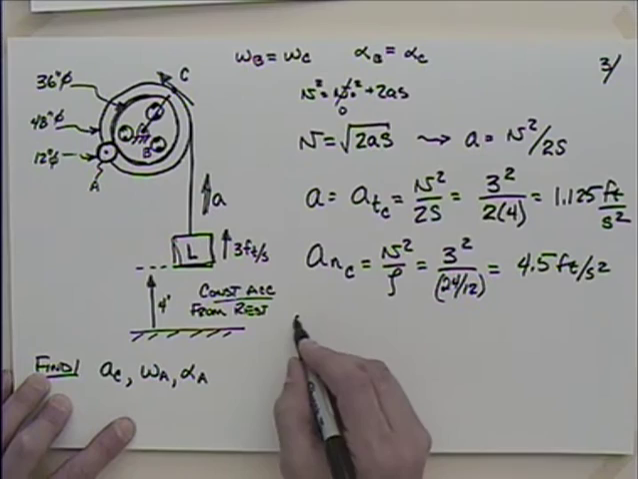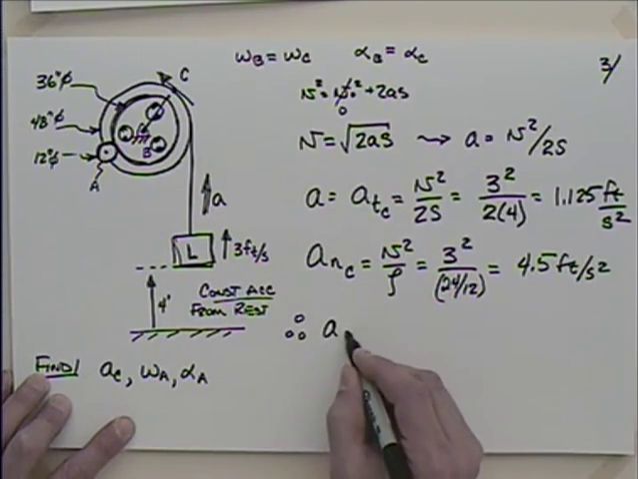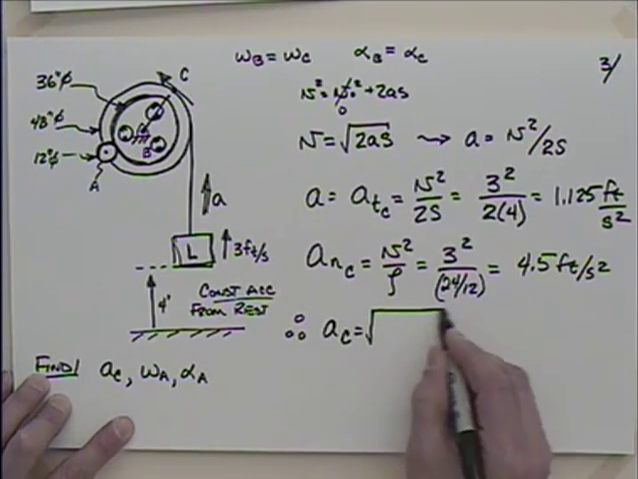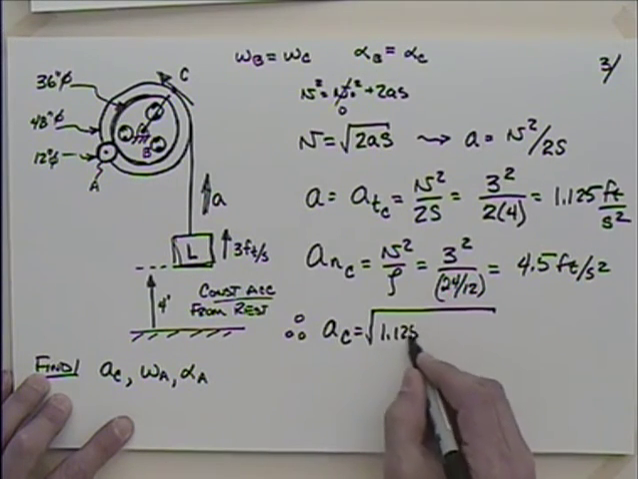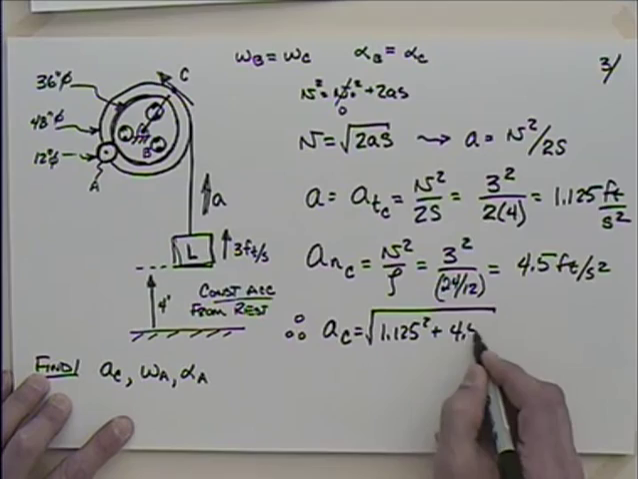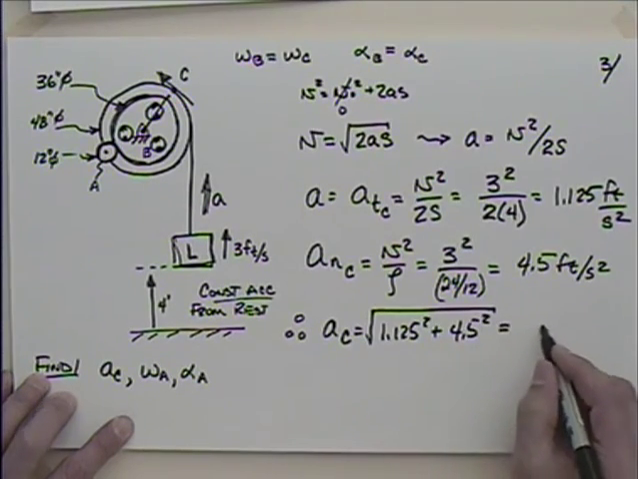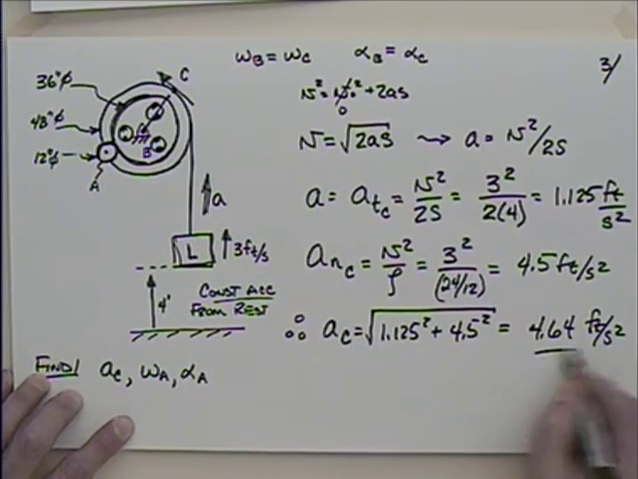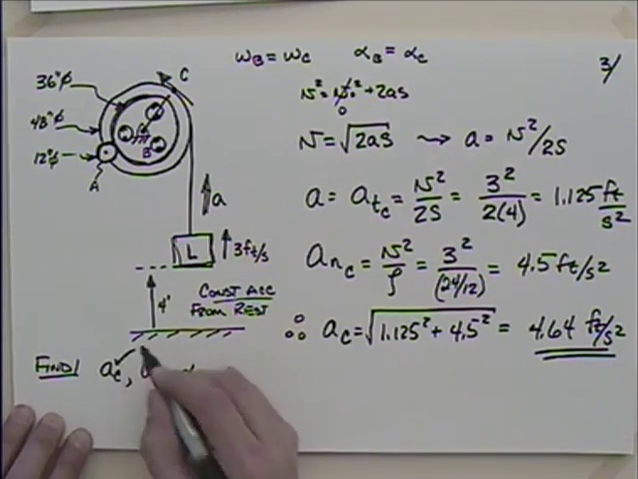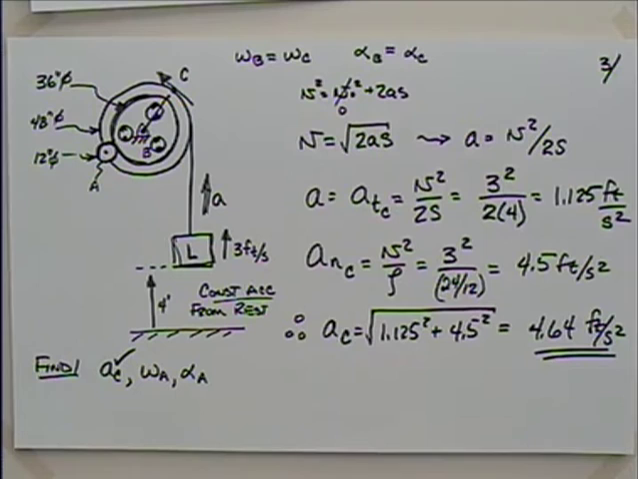So we could get then that the acceleration of C is equal to the square root. I just square each of those components. 1.125 squared plus 4.5 squared is equal to 4.64 feet per second squared. So that's the acceleration of C. Nothing new there.